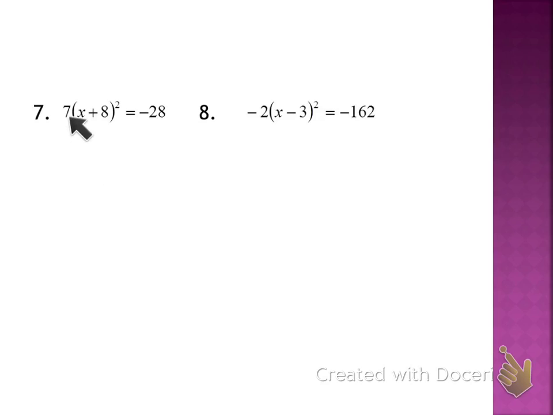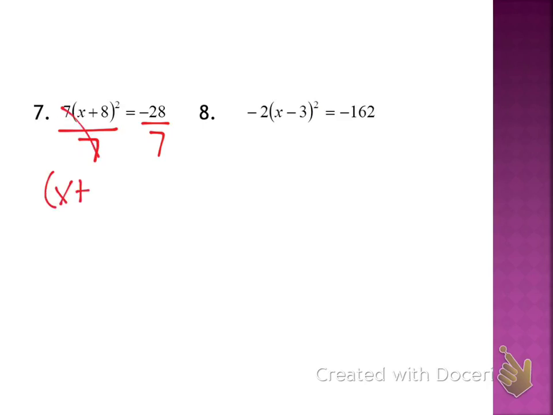Now, I want to warn you, you cannot distribute this 7 because of that exponent. So distributing is not an option here. You cannot do it. So how are we going to undo multiplication? Divide both sides by 7. That has to be our first step. We've got to get rid of that 7 first. Before we can square root, whatever is getting squared, whether it's a set of parentheses, a variable, whatever it is, it can't have anything else around it in order for us to square root it. So we have to get rid of that 7.